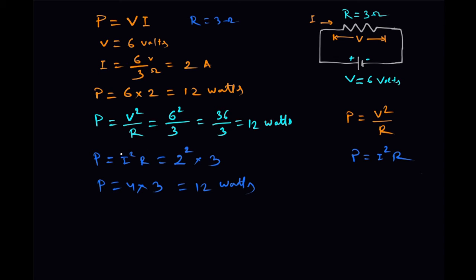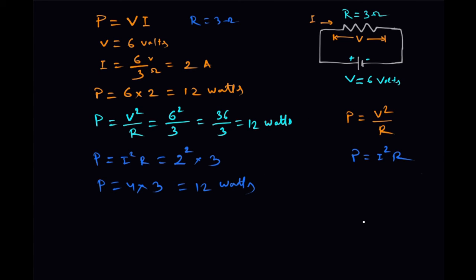You can see that in this case we did not calculate the current flowing through the resistance. We directly calculated using the voltage across the resistance. But here we calculated the current using Ohm's law, and here also we have to calculate that current. But in this case the calculation of the current is not required. You can directly apply the formula. So while solving a problem, you have to see which is the easiest way to calculate.